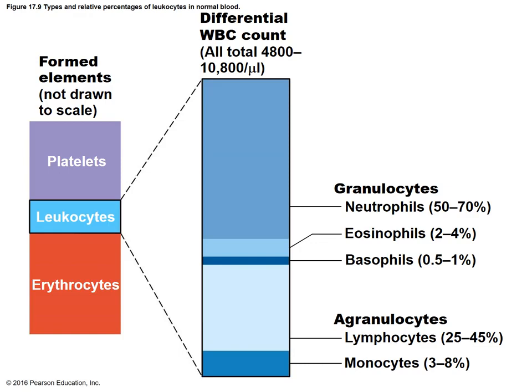But if we look at just the leukocytes, which are the white blood cells, if you do a differential count of the white blood cells, meaning you're going to look and try to distinguish between the 5 different types of them, so you're not just getting a total count, you can see how it breaks down. The top 3 are the granulocytes, and on the bottom 2 you see the agranulocytes.